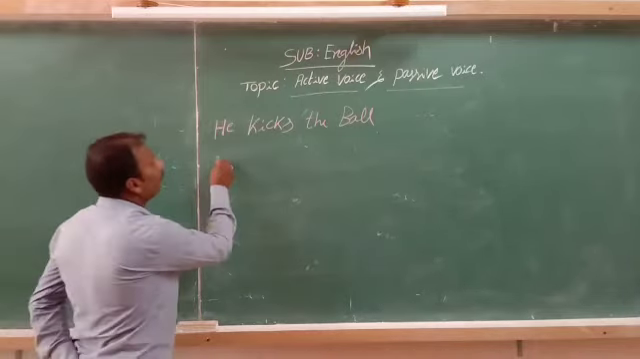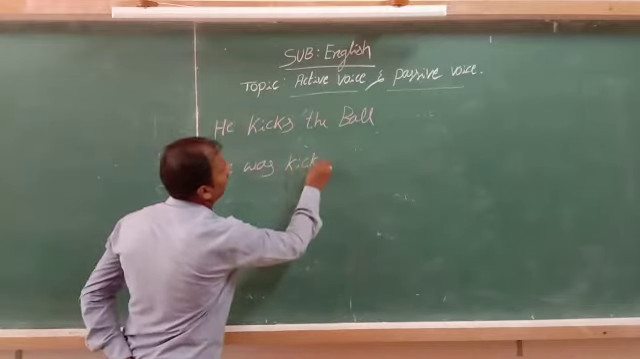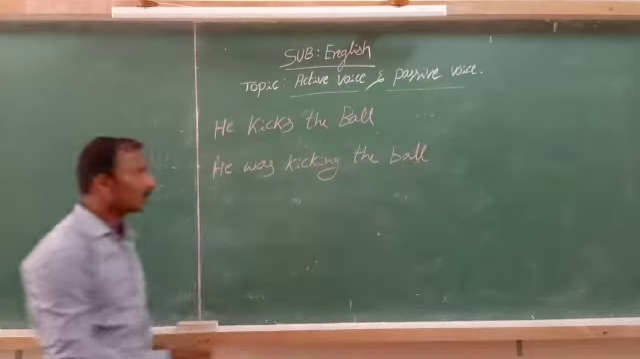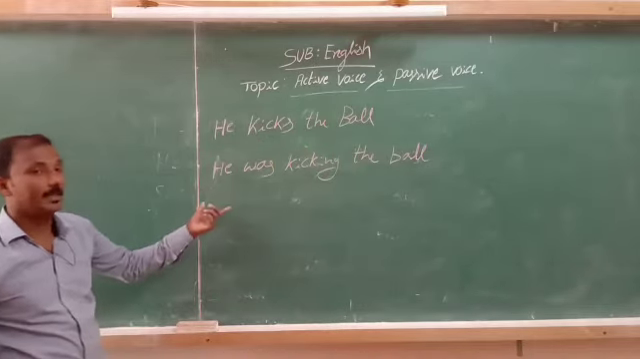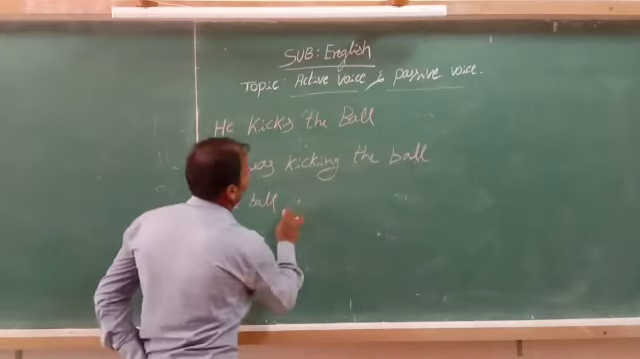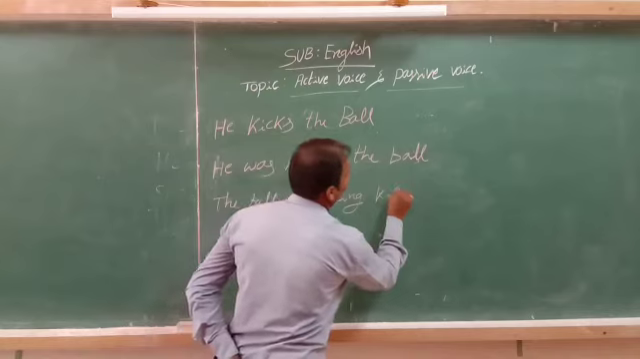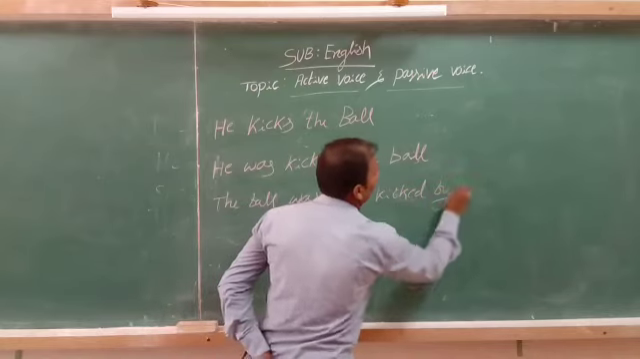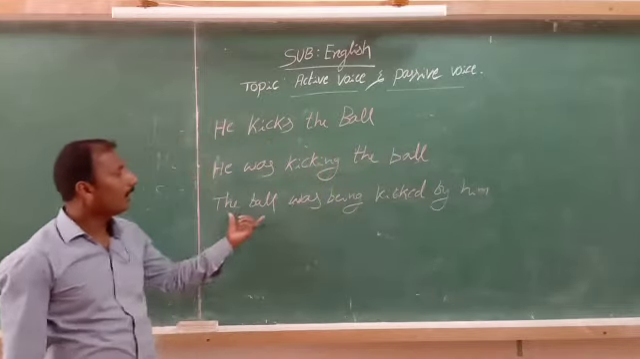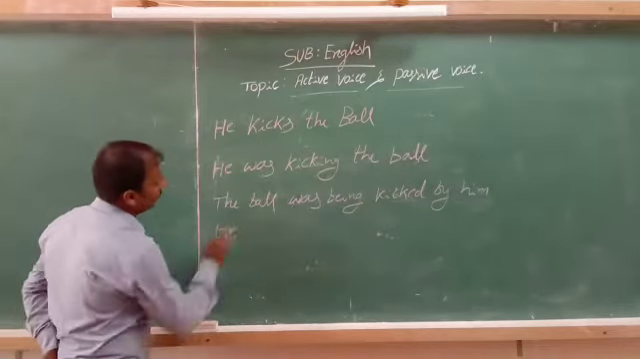Then past continuous tense. He was kicking the ball. So this is a past continuous tense, and change into passive voice. The ball was being kicked by him. We observe the was had changed as was being, and the ball was being kicked by him.